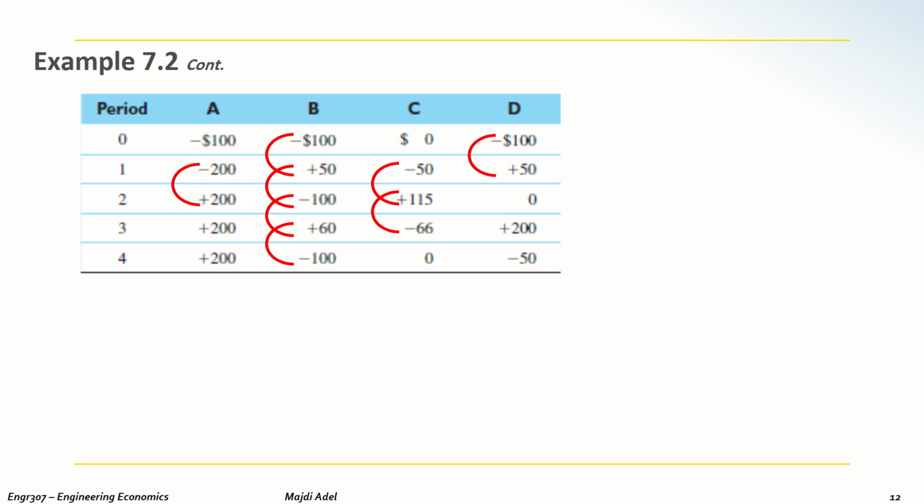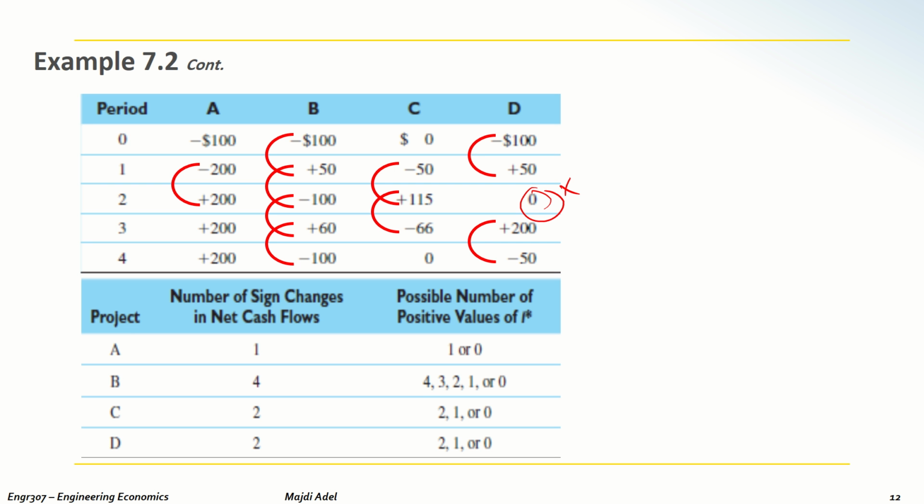For project D, we have the first sign change, 0 is not considered, we exclude the 0, and we have another sign change. So for project D, we have 2 sign changes. Then, since project A changes its sign one time, I can say there is a maximum of 1 IRR, or no rate of return. Meaning either I have one rate of return, or I may have no internal rate of return for this project.